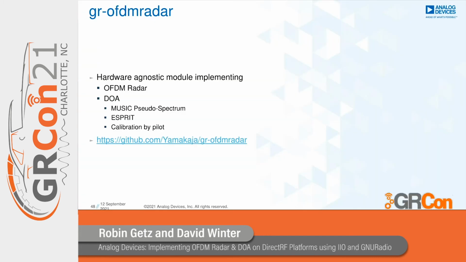In conclusion, the GR OFDM radar module implements 2 sets of blocks. The one would be blocks implementing OFDM radar, and the second, DOA blocks. Both of those are independent and both are hardware agnostic, so you could, in theory, implement those with some different SDR. You will need to implement RX and TX synchronization for your OFDM radar blocks. The details are described in the README of that module.